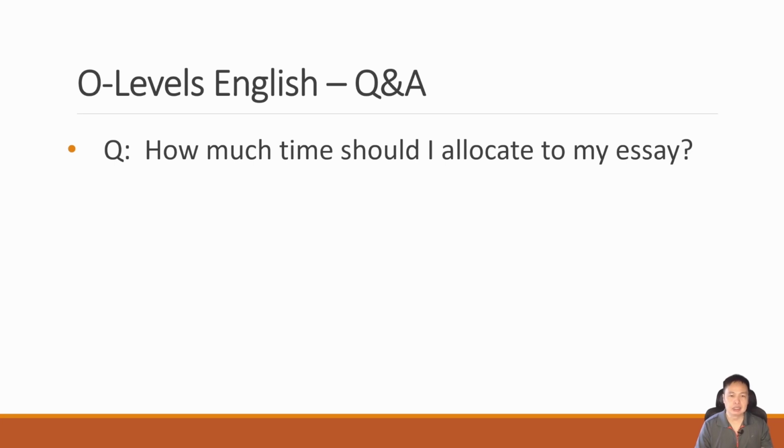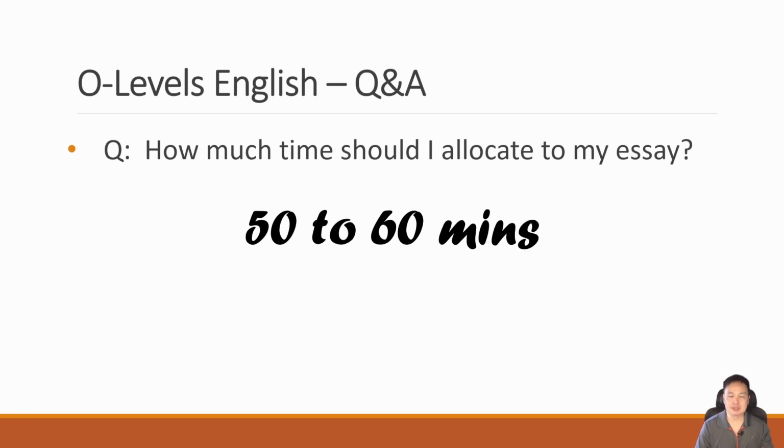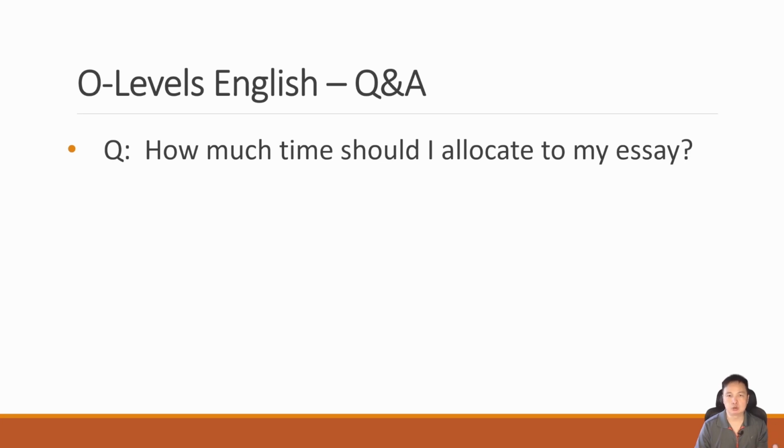Okay, next question. How much time should I allocate to my essay? Depending on how much time you spend in the first two sections, the editing and the situation writing, most of the time, ideally, you should have between 50 to 60 minutes to allocate to your essay. Anything below that, I think you're just compromising on the quality of the essay. You just don't have enough time, right, to write a very good quality answer. You don't have time to develop the essay because you invest too much time on the other sections. So not more than 60 minutes, roughly about sweet spot, right?